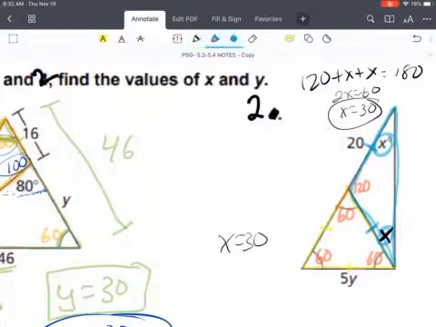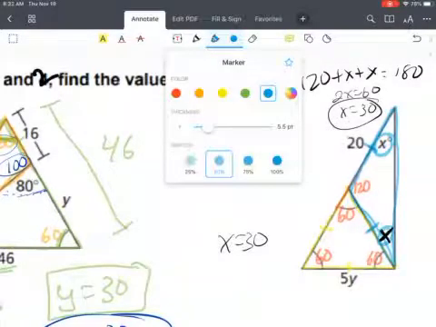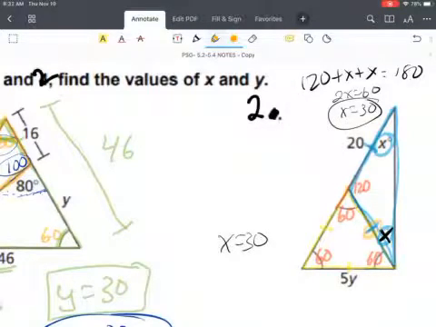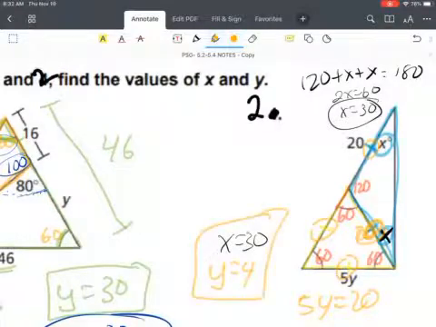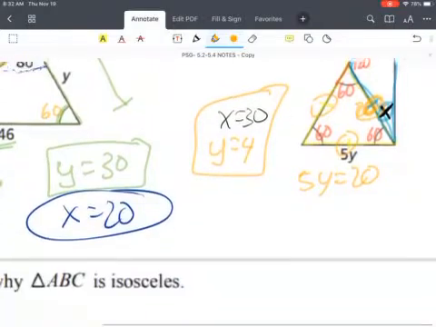Now looking at the sides, again, looking at the fact that I've marked sides congruent. That side is congruent to that side, which means it is 20. Well, that means all three of those sides are equal, so 5y is also equal to 20, which means y equals 4.